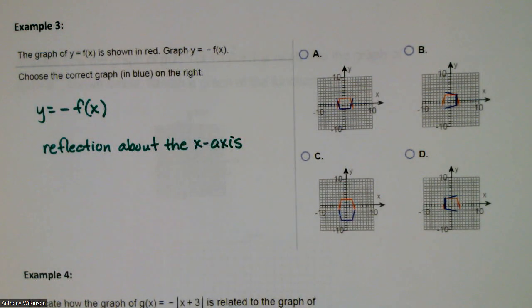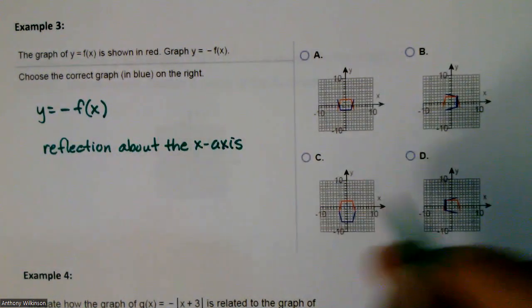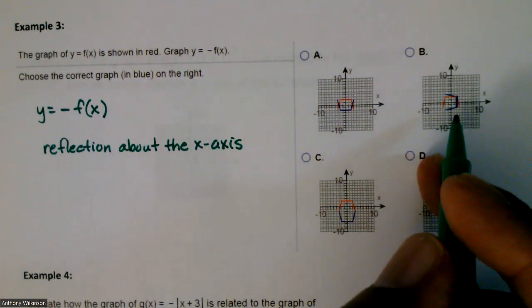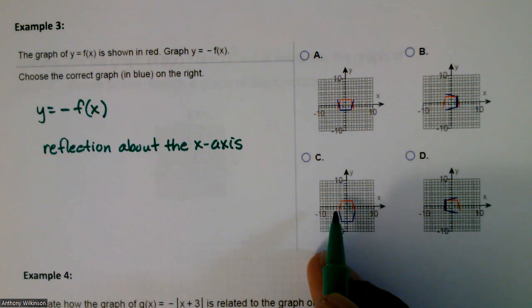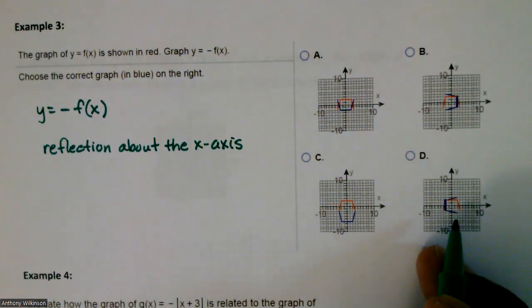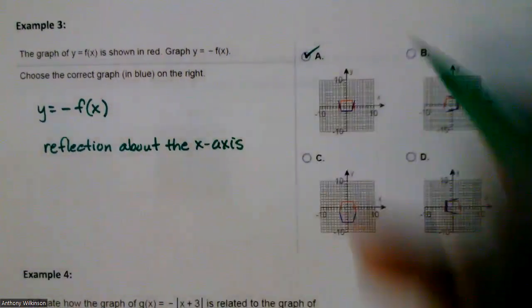Now, had the negative sign been in front of the x, there would be a reflection about the y-axis. So I need to pick the one that shows the reflection about the x-axis. And by looking at these graphs here, B would not work. Neither would C or D. More than likely, it would have to be graph A.